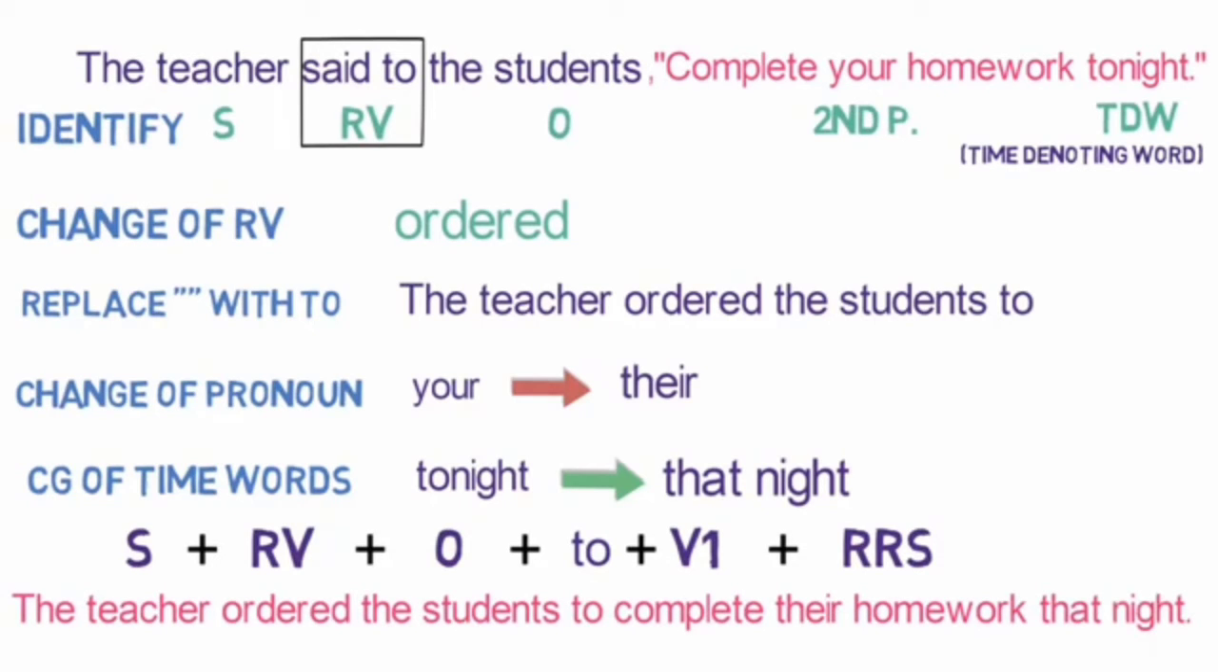Remember this 5-step formula and you won't find difficulty in converting imperative sentence to indirect speech. For the rest of the examples, I am using the structure only. Please use 5-step formula if you are facing difficulty to convert in one go. Example number 2. He said to me, please help me with my homework.